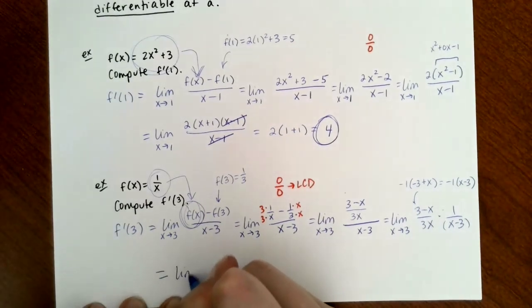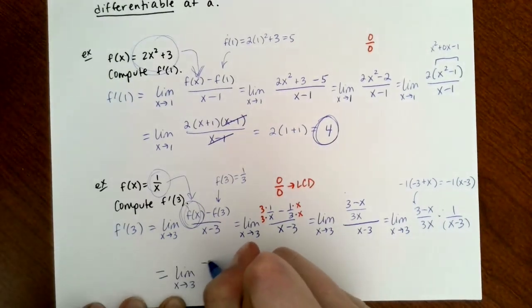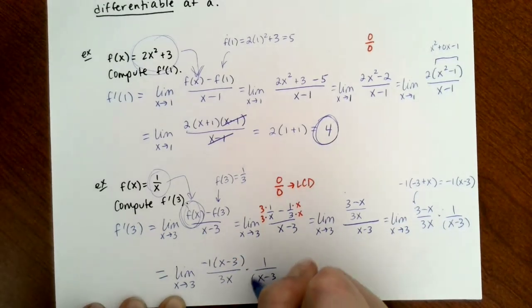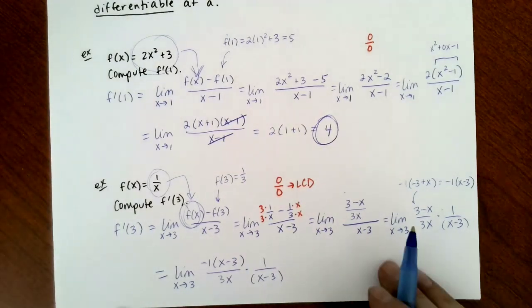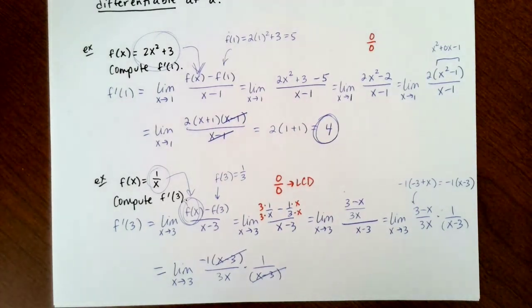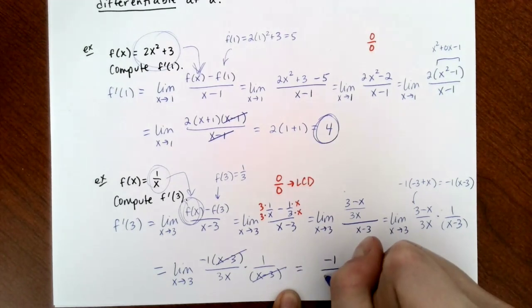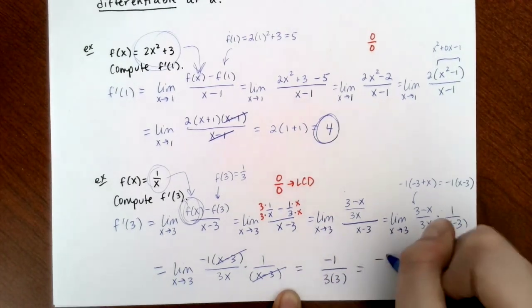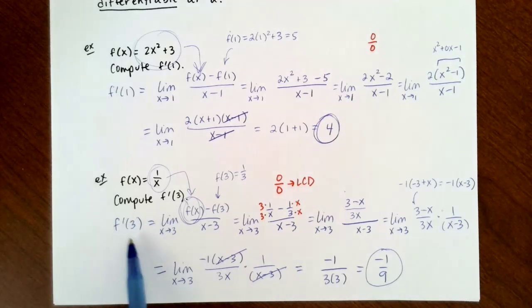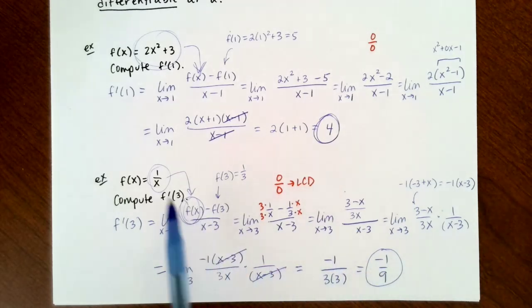So I'll continue down here. I'm just going to write it reformatted. And now I have x minus 3's perfectly canceling. And that's all that was holding me back from plugging in 3. So I can plug in 3 for my x that remains. And I get negative 1/9 as my answer. So in this case, f prime of 3 is negative 1/9. And because this limit exists, because it actually equals a number, that means that this f of x is differentiable at 3.